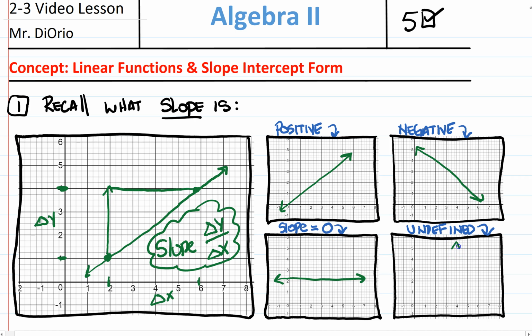Undefined, you guys, is the one that's straight up and down. The reason that it's undefined is because there is no change in x. And you'll recall that the change in x is the denominator. So basically you have some change in y divided by the number 0. And in mathematics, especially in Algebra 2, when we divide by 0, the word is undefined. So there's a recap of what slope is, and we will start to use it in this lesson.